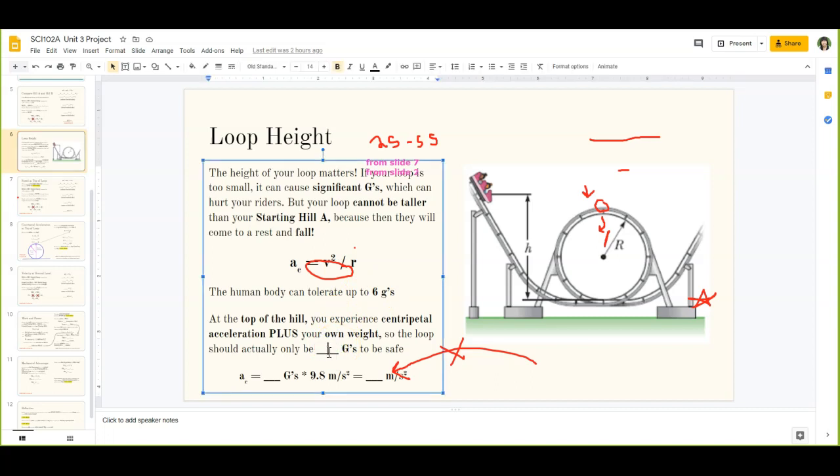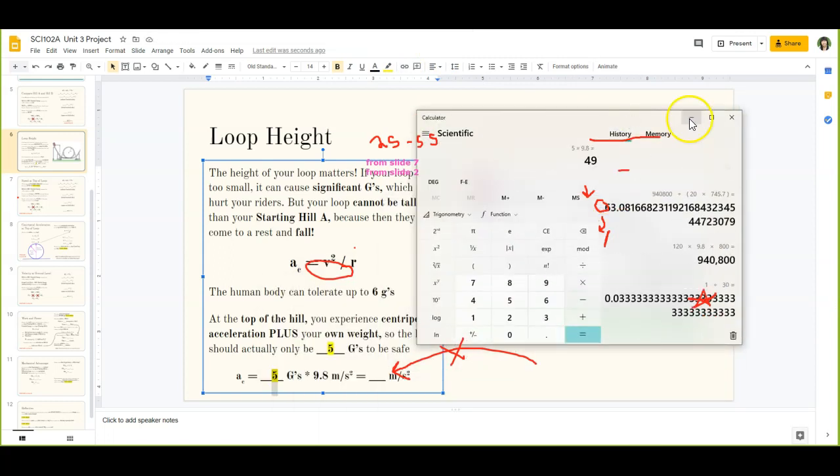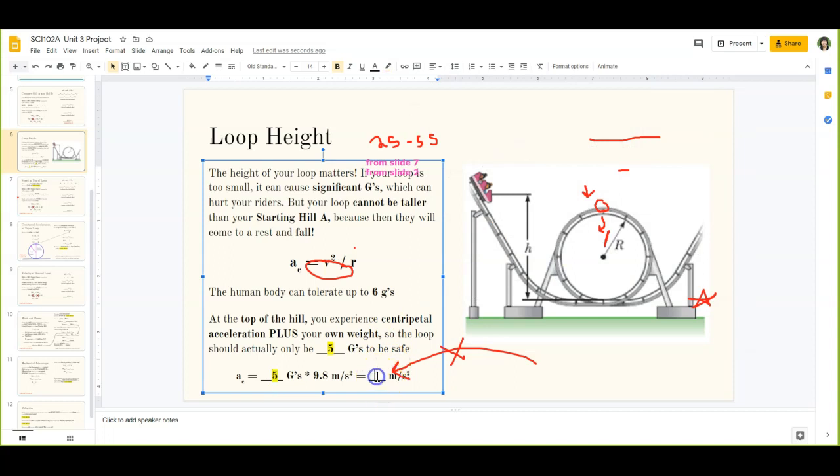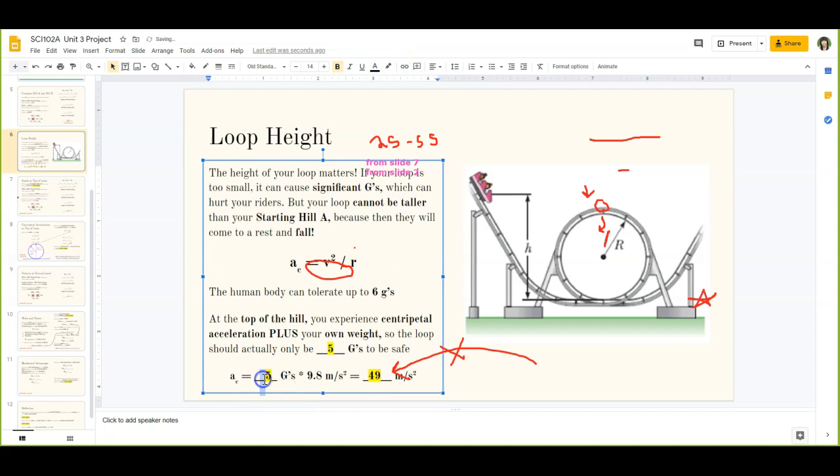So remember, we already decided, we answered this in our first session, that this should be, sorry, let me highlight this, that this should be 5 Gs, and remember that 5 Gs times 9.8 is going to give us, right, let's go ahead and do that. So 5 times 9.8 is going to give us a max acceleration of 49 meters per second. That won't kill us. All right. So remember, we want whatever our acceleration to be less than 49.